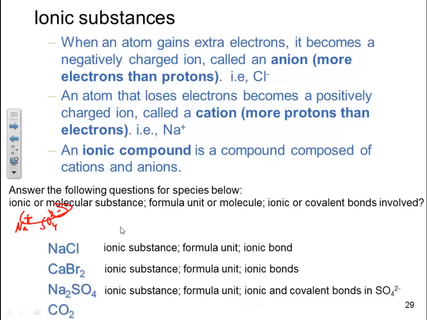CO2, carbon dioxide. This is made of non-metals, so this is a molecular substance. Since it's a molecular substance, we would refer to this as a molecule. And it has non-metal bonding, so therefore we're talking about covalent bonds.